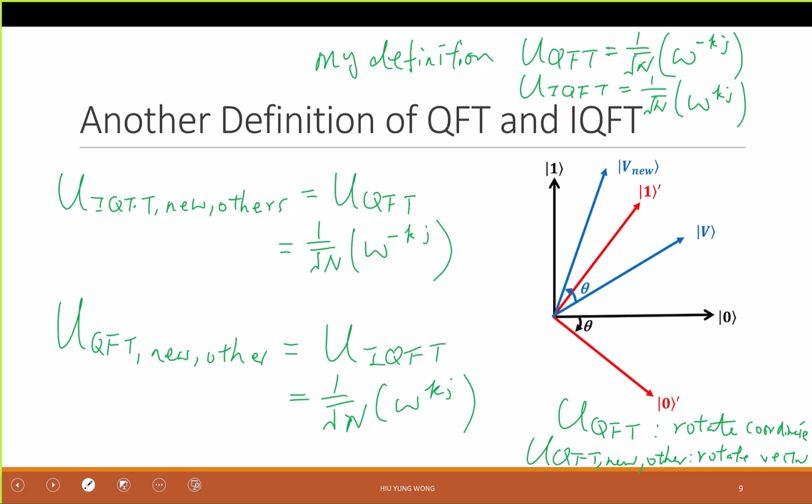In summary, remember, quantum Fourier transform and inverse quantum Fourier transform are the same, except they have different signs. One is minus, one is plus. In this class, negative is always the quantum Fourier transform. But if you read other texts, be careful what they are talking about. Okay?